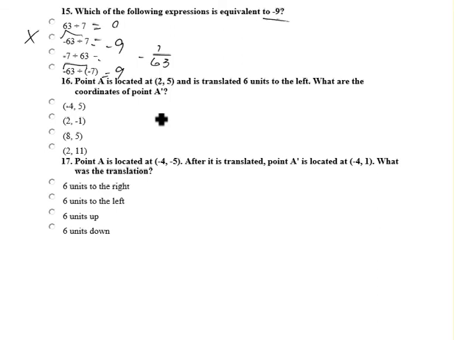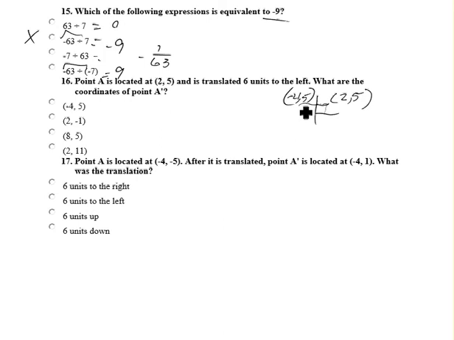So, point A is located at 2, 5 and is translated 6 units to the left. So, 2, 5. So it's up here somewhere, let's just say. And it's translated 6 units to the left. It's up here somewhere. At 2, 5. Boy, this doesn't like that dot. Let me try it again. There. 2, 5, and it goes 6 units to the left. So 1, 2 will take me to 0, 5. And 4 will take me to negative 4. Negative 4, 5.